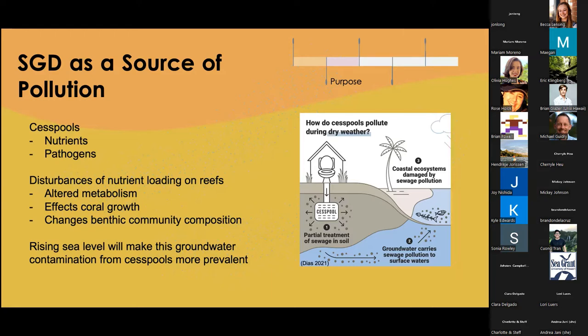So this can disturb the community metabolism, affect the coral growth rate, and change community compositions. This is also important because rising sea levels from climate change and increased temperatures will mean a rising water table. So groundwater will be reaching these sediments surrounding cesspools and becoming contaminated more frequently within the coming years.